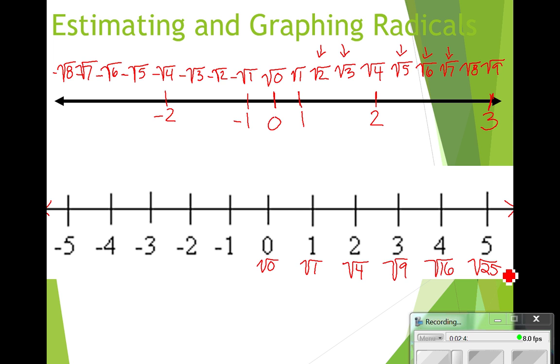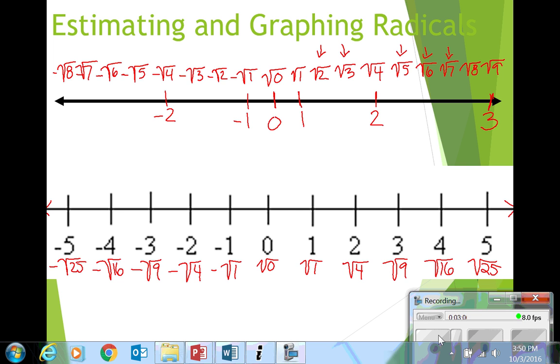I'm going to do the same thing on the opposite side. Negative 1 times negative 1 is negative square root of 1. Negative square root of 4. Negative square root of 9. Negative square root of 16. And negative square root of 25. Now let's go ahead and start the examples. And we're going to be plotting all of our examples back on this number line that you've just made.